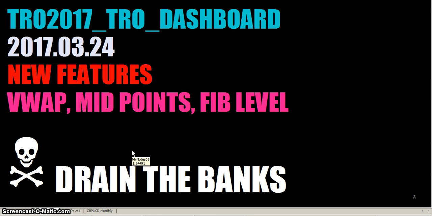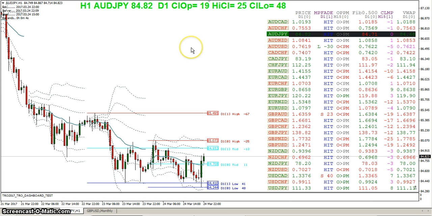2017. Got the Tro Dashboard. I've been adding a few things to it. I think we're up to about 97 functions right now. But I had a user that uses VWAP, so we put that in there. Put a couple new midpoint columns and a fib level column for another user who wanted to know what the actual value of a certain fib level was. So here we go.